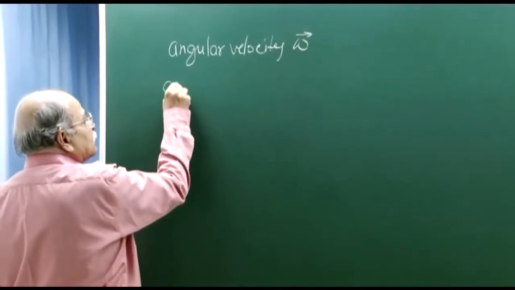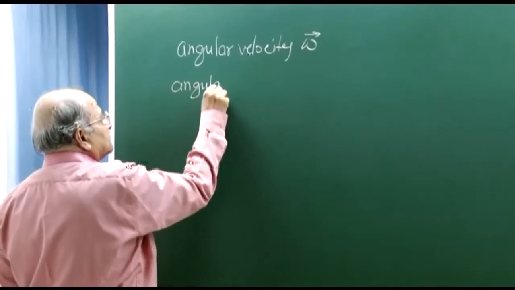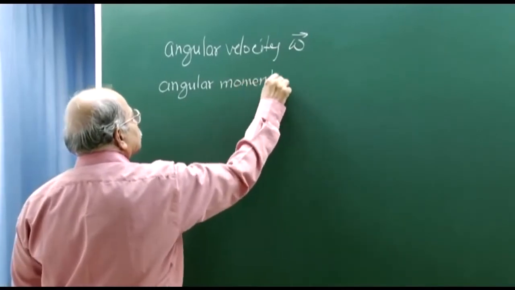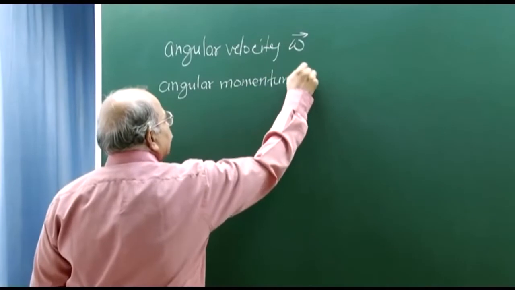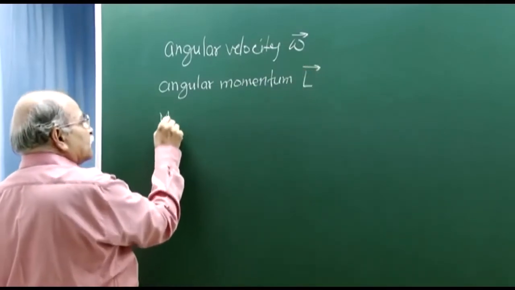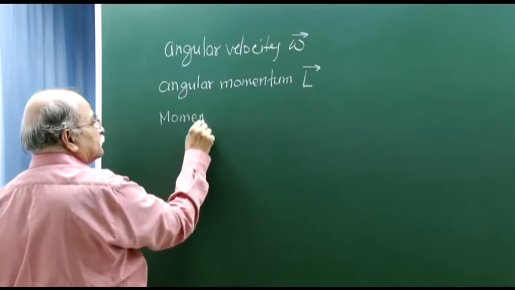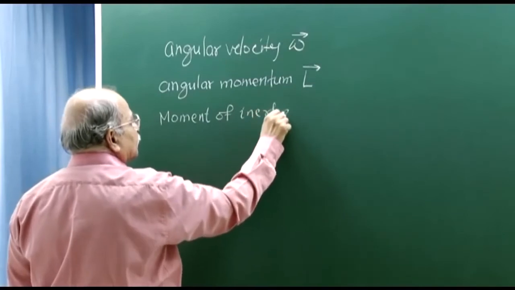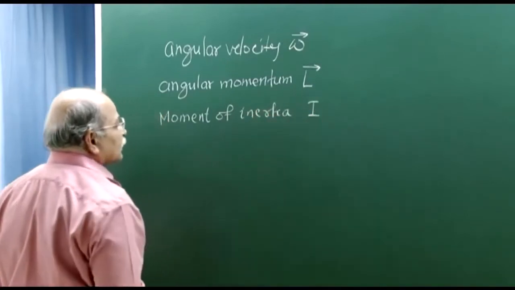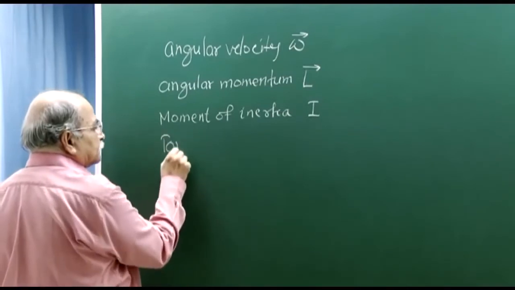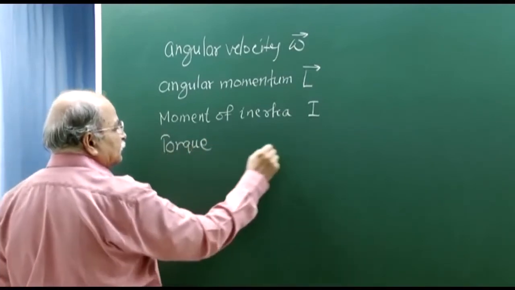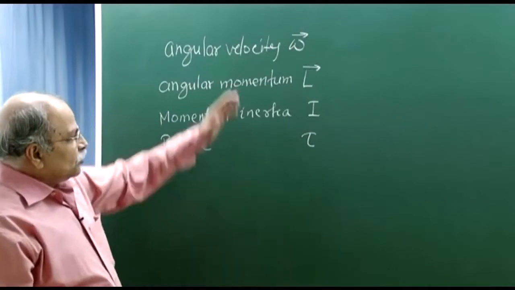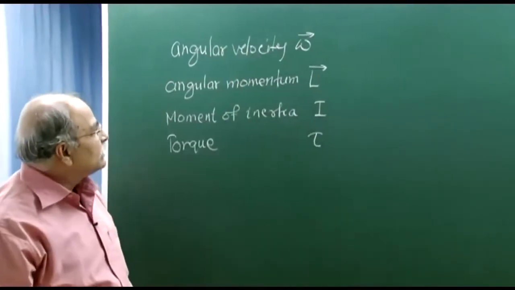Then we have angular momentum, which we write as L. We have moment of inertia, which we write as I. We have torque, which we write as tau. You know all the meanings of all these things, I believe so.